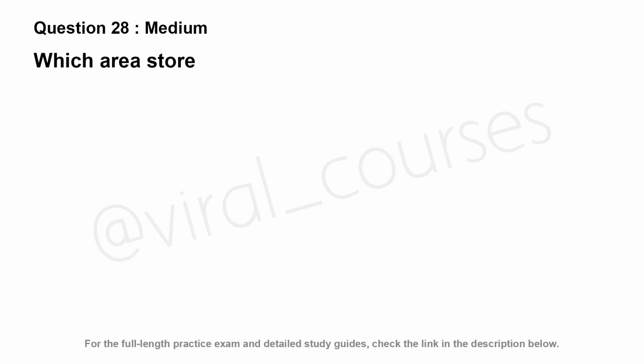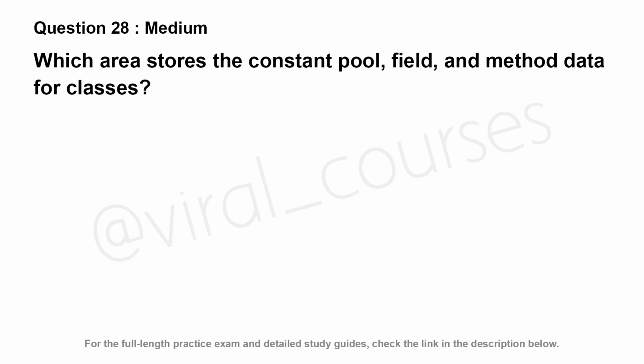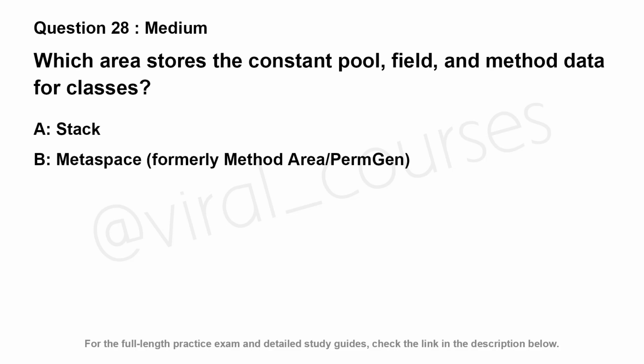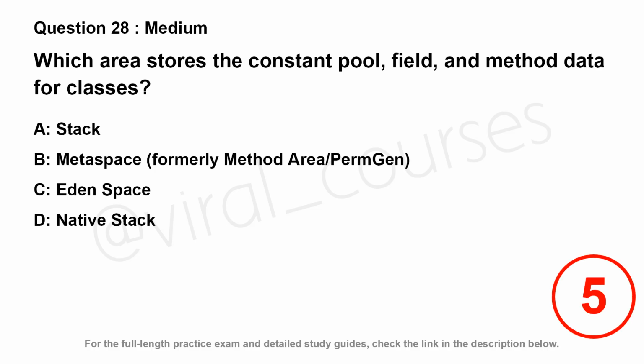Which area stores the constant pool, field, and method data for classes? Option A. Stack. Option B. Metaspace, formerly method area, perm gen. Option C. Eden space. Option D. Native stack.